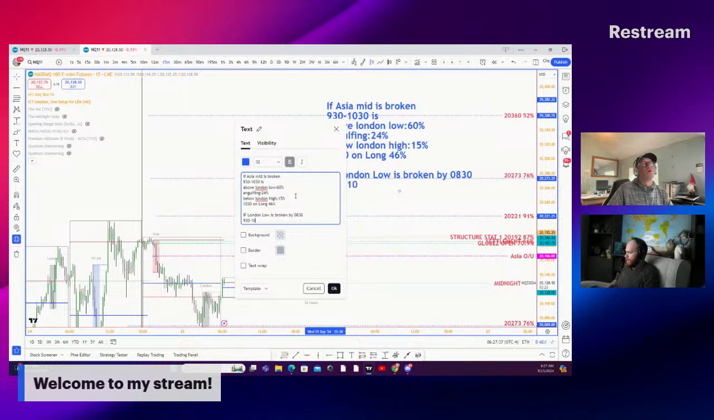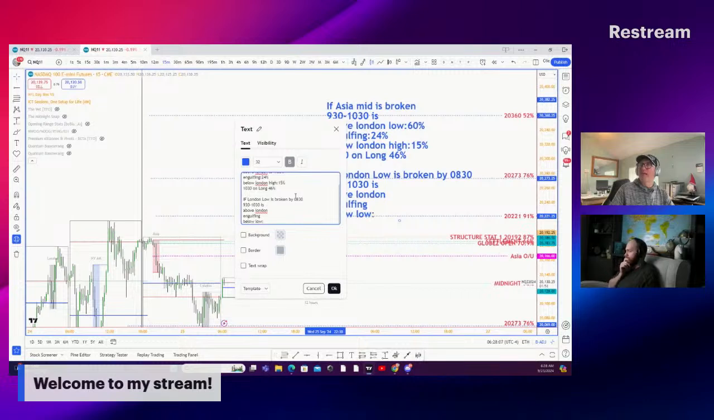9:30 to 10:30 will be above London's high. Engulfing below London's low. All right.